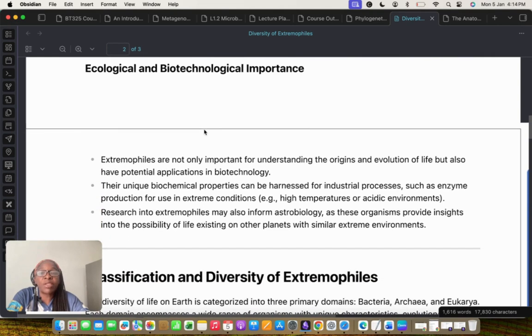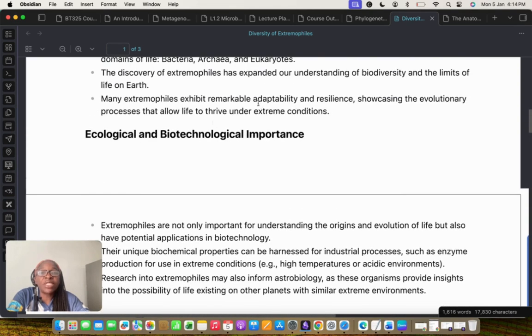And why is it biotech? Because all these adaptations, they mean a source of genes for us. So if we want an organism that can do things that normal organisms can't do, that's why we go to extremophiles. If we want something that can tolerate high temperatures, we look at thermophiles. We find out how they do that. Then we get the genes from there and we put them into an organism that we want to be more tolerant to high temperatures.